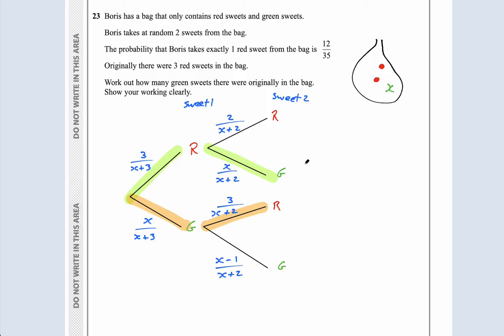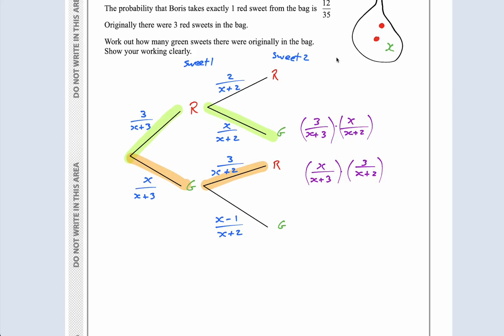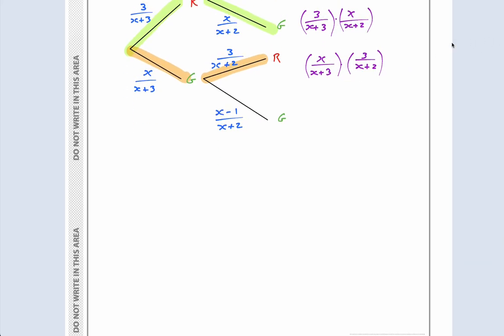So a red and a green is 3 over x plus 3 times x over x plus 2. And a green and a red is x over x plus 3 times 3 over x plus 2. So it's this times this, and this times this. It says that the probability of taking 1 red sweet exactly, which would be this plus this, is equal to 12 over 35. So this plus this equals 12 over 35.